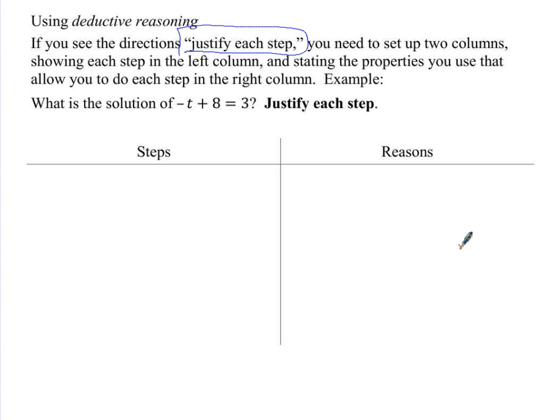For example, what is the solution of negative t plus 8 equals 3? Justify each step. This is how you do these problems. Step 1 is you write down what they gave you. Negative t plus 8 equals 3. And then over here you're going to write down what allowed you to do that. Where did I get that from? It was given to me in the problem. So that means our first step is going to be given.